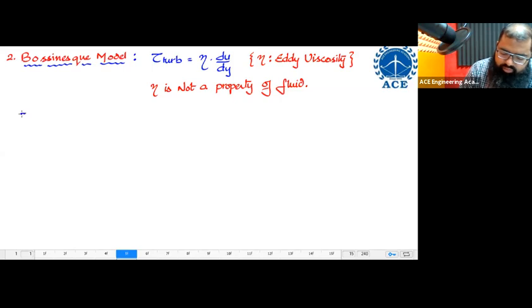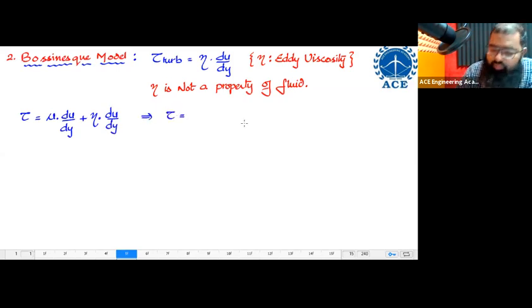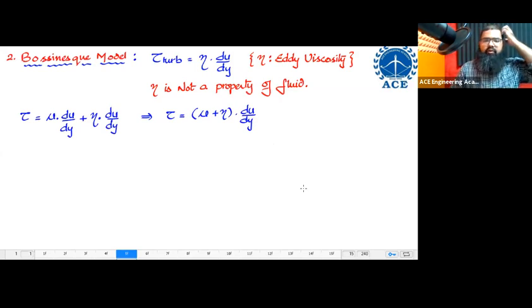He would say tau is equal to tau laminar plus tau turbulent, which can now be represented something like this. From here onwards you can say tau has to be equal to mu plus eta, the whole multiplied by du upon dy. So you are having tau is equal to mu plus eta, the whole multiplied by du upon dy. This is what we are having over here.